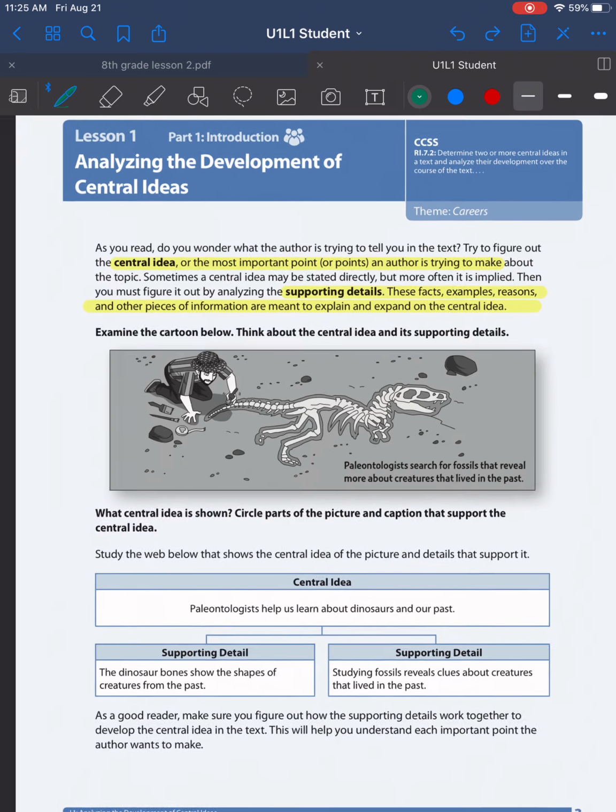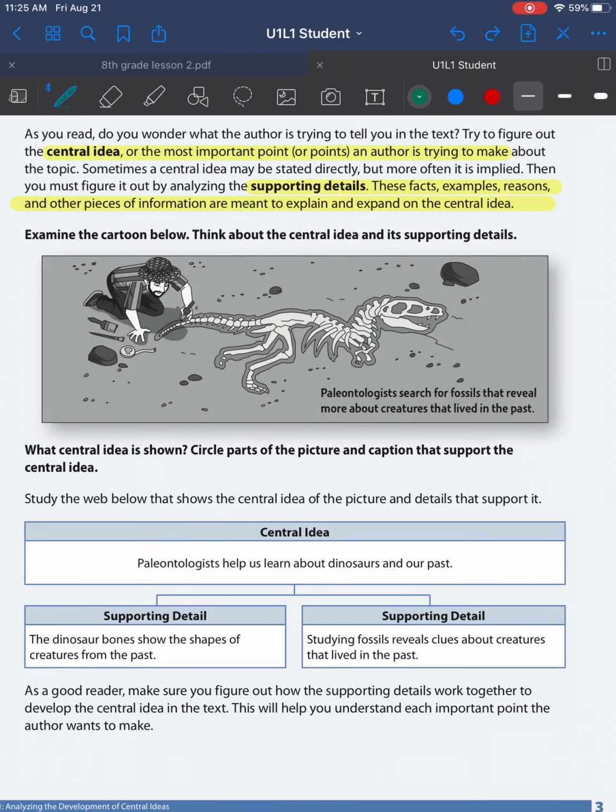Now, they already filled it in for us. What is the central idea? Well, the main point here is that paleontologists can help us learn about dinosaurs and our past. Okay? And we know this because it said that it reveals more about creatures that lived in the past. But let's look at their supporting details they gave us. The dinosaur bones show the shape of the creature from the past. Ooh, they're really, really reaching there for some details from the picture.